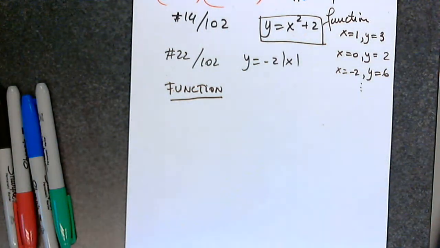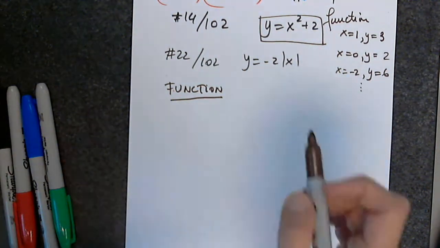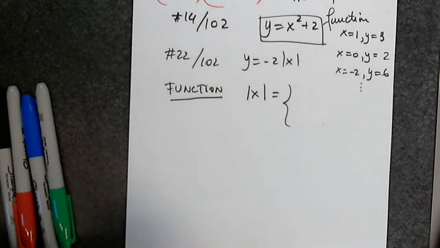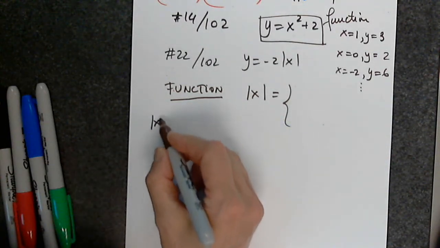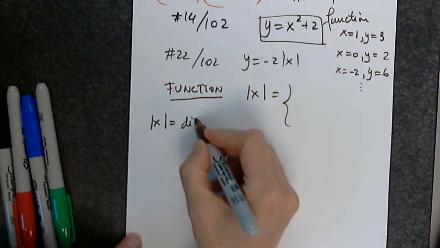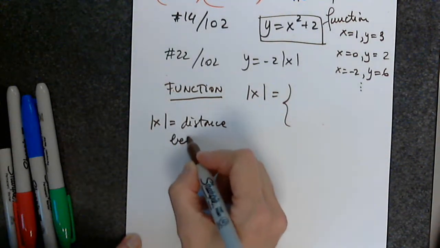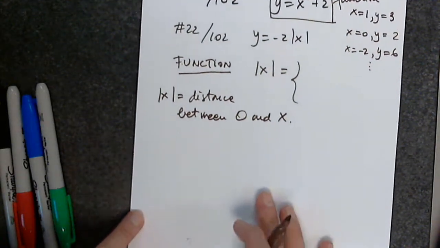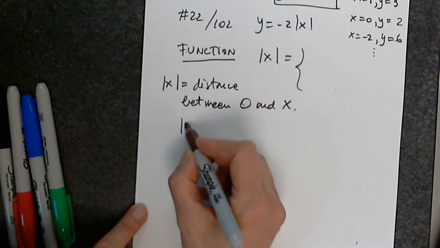What about this one? Do we remember the symbol? What does the absolute value of x represent? What is the definition of the absolute value? The absolute value is the distance between 0 and x. So if I say, what is the absolute value of 3?